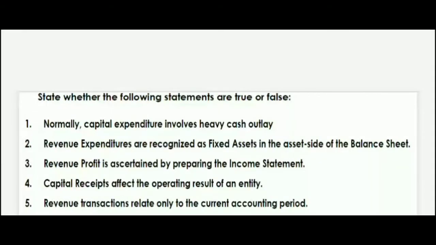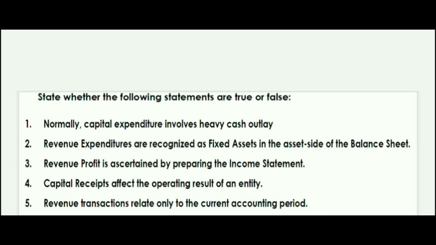Well guys, next question is true and false type. The first question is, normally a capital expenditure involves a heavy cash outlay. Is it true? It's a very easy question. Capital investment is there, so a heavy outlay will be there, so it's true. Next, revenue expenditure is recognized as a fixed asset on the asset side of the balance sheet. Is it right? No, it's not correct, so it's false.